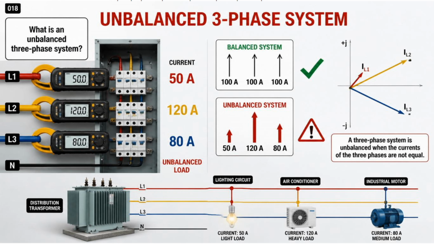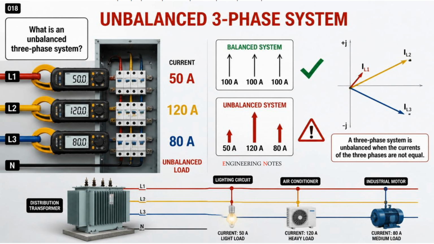Question 18. What is an unbalanced three-phase system? A three-phase system is called unbalanced when the current drawn by the three phases is not equal. In other words, if the load on one phase is different from the loads on the other phases, the currents flowing through the phases will be different, resulting in an unbalanced three-phase system.